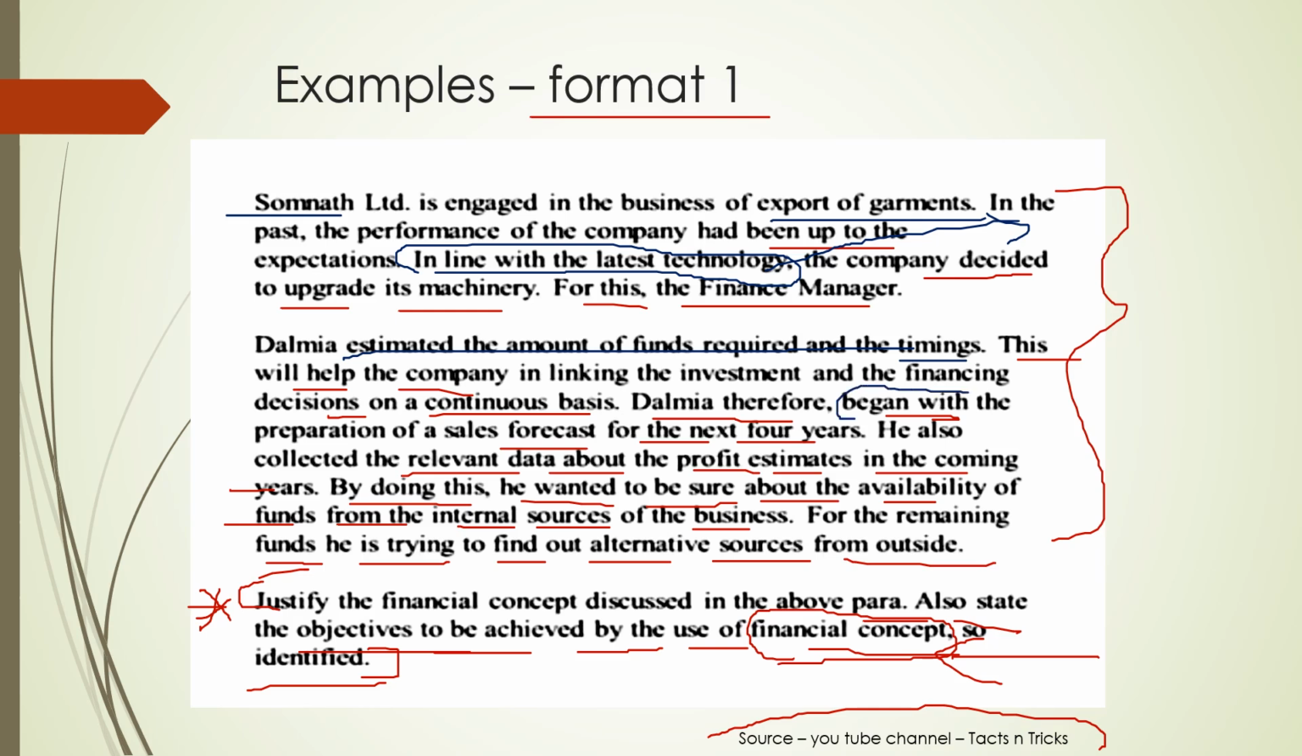And the next is, see, begin with the preparation. They have done sales forecasting for the next 4 years. Then he also collected the relevant data about profit estimations in the coming years, and he wanted to be sure about the availability of funds. So these are some highlighted points. So first is to write down the summary.